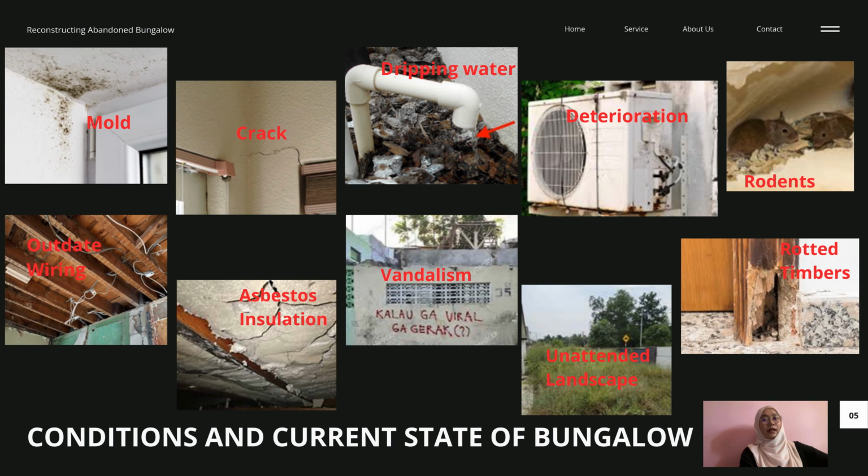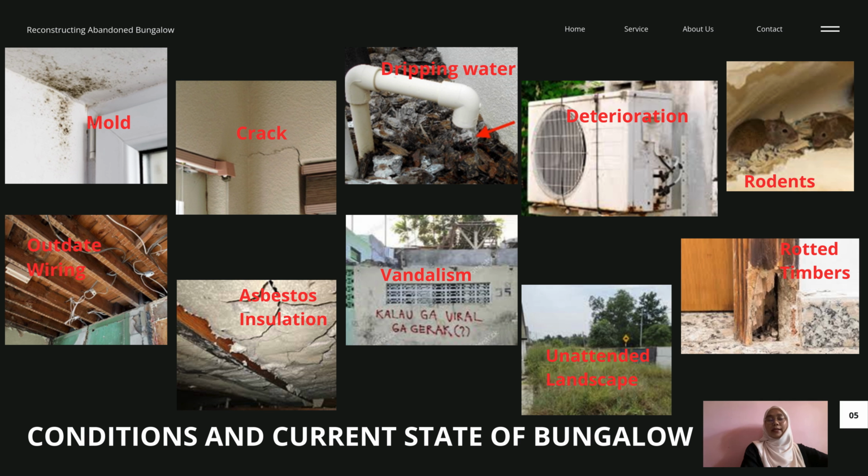As you can see right now, here are the condition and current state of the bungalow. The first one is mold. Mold on the ceiling can be caused by water leaks from the roof, plumbing, or condensation. The moisture provides the perfect environment for mold spores to germinate and grow.